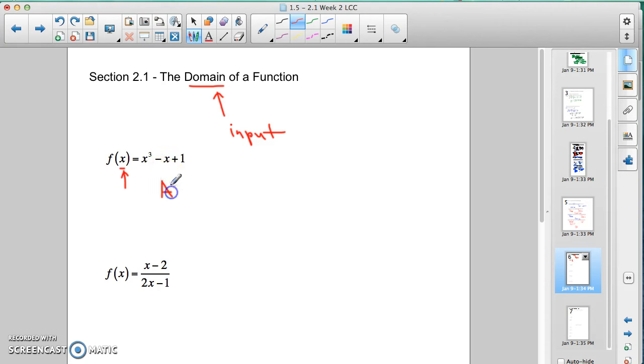So all real numbers is the domain of this first example.